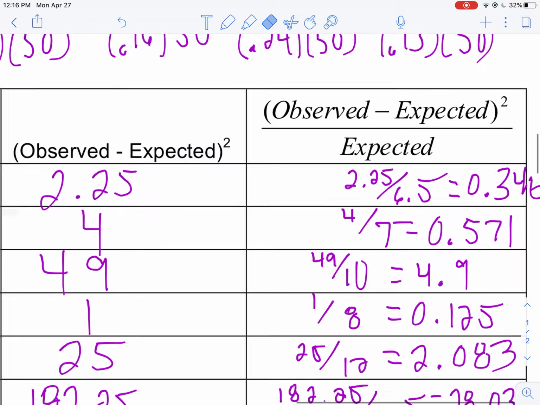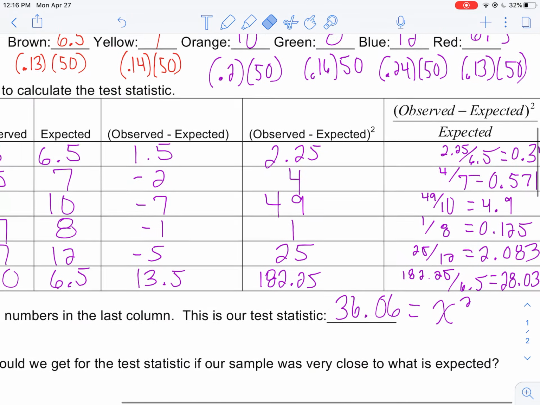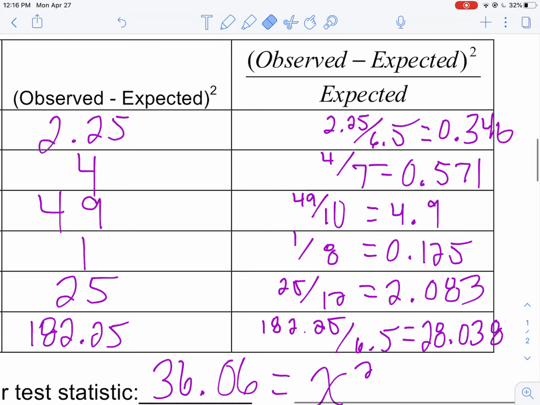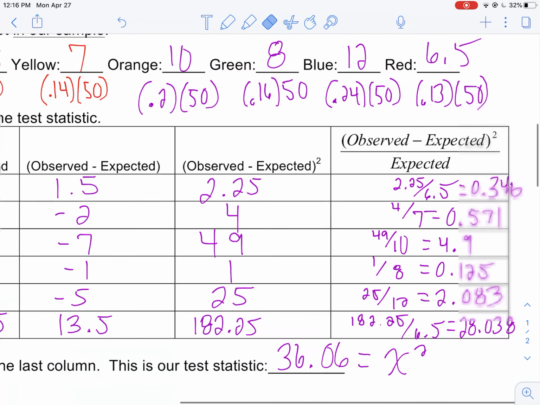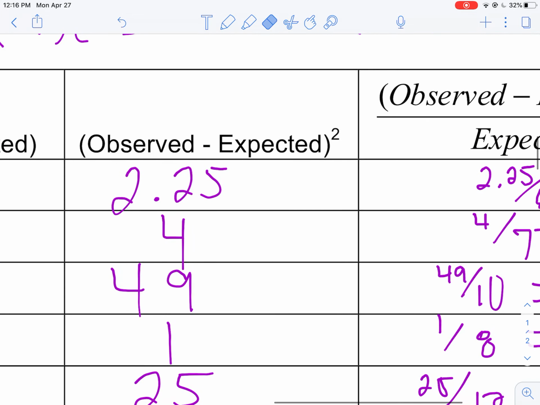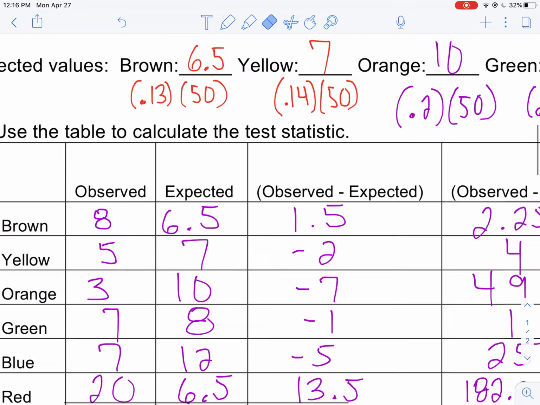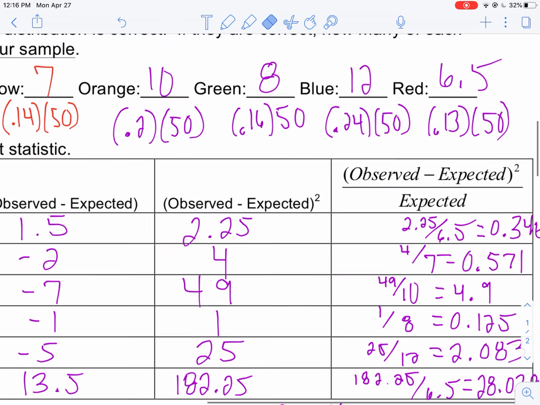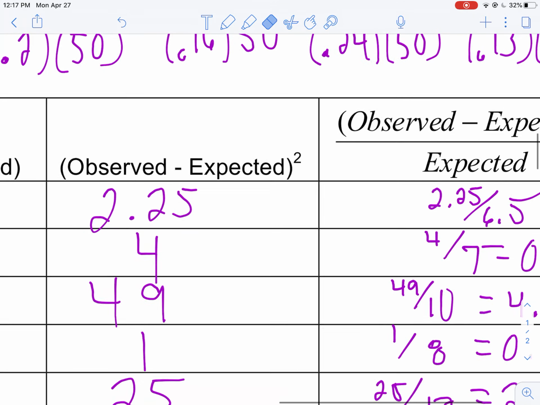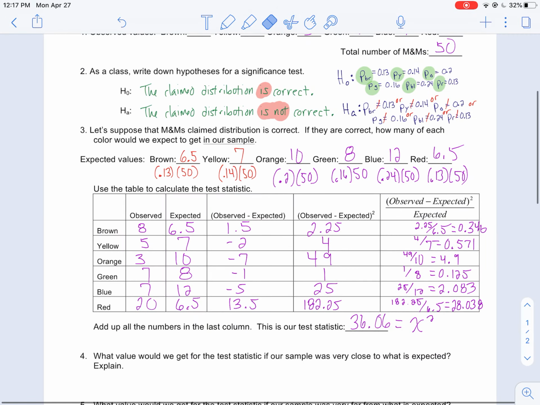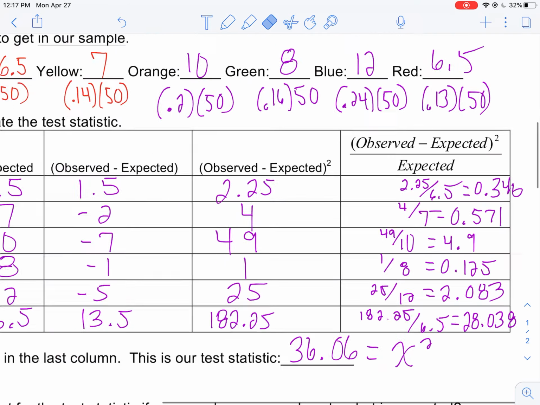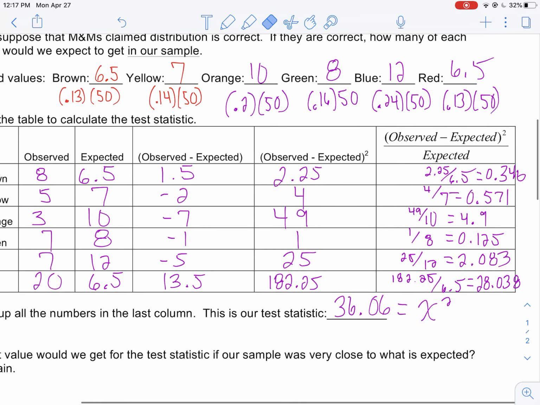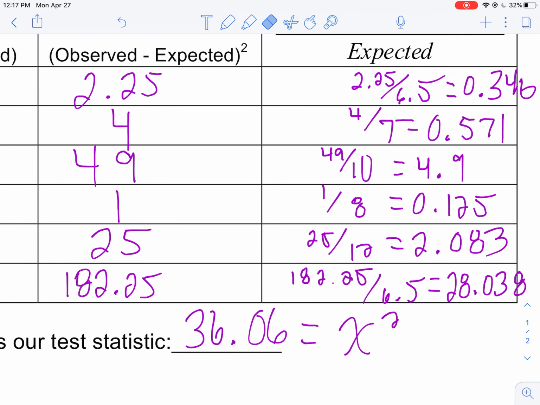Next thing you do, you take that value of observed minus expected squared, and then you divide it by what you expect. You'll notice I did that in each case here. I took observed minus expected squared, 2.25, divide that by 6.5. I did 4, my observed minus expected squared, divide that by 7, what I expected. Did the same thing here. That 49 is observed minus expected squared, divide that by what I expected, 10. I did that all the way down here. And I calculated my values, and then I added them up. And this is what's called our test statistic, our Chi-Square statistic. That's how you would get a Chi-Square statistic by hand.